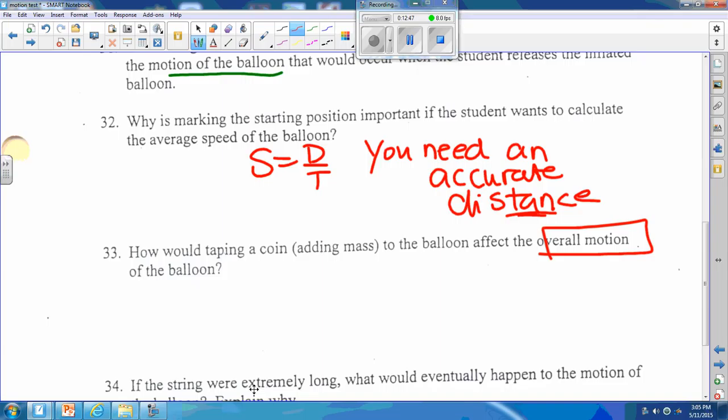A lot of you did not answer this question. How would it affect the overall motion? Well, motion is how it moves. So the balloon would move slower because it had less force. It would have the same amount of force, so it accelerates slower because you're adding more mass.